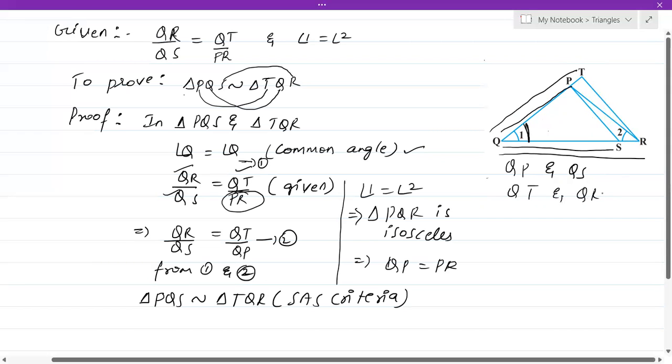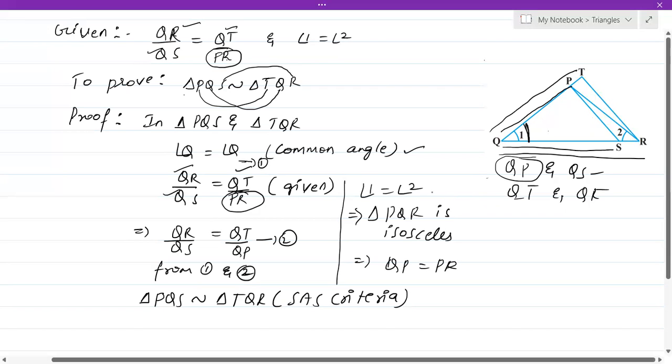So these four sides have to be in proportion. That is, if you take the ratios of these sides, the ratios should be equal. Now, if you observe the given ratio, we have QR, QS, QT, but QP is not there. If in the question, instead of PR, they had given us QP, these four sides would be in proportion, and therefore we could have told that the triangles are similar. But PR is given.